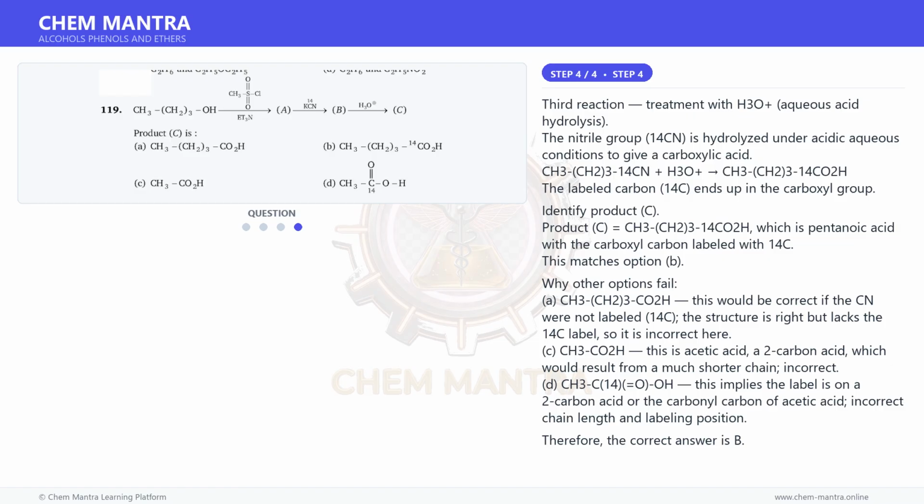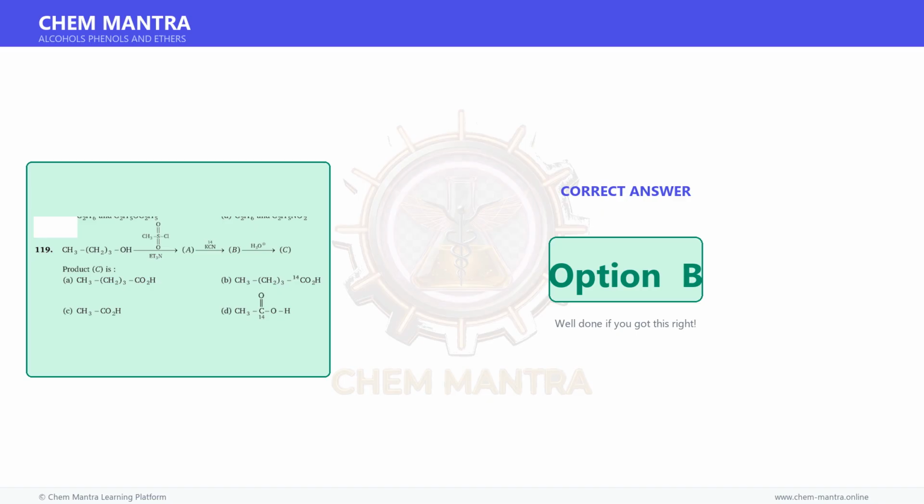C. CH3CO2H. This is acetic acid, a 2-carbon acid, which would result from a much shorter chain, incorrect. D. CH3-14C=O. This implies the label is on a 2-carbon acid or the carbonyl carbon of acetic acid, incorrect chain length and labeling position. Therefore, the correct answer is option B.